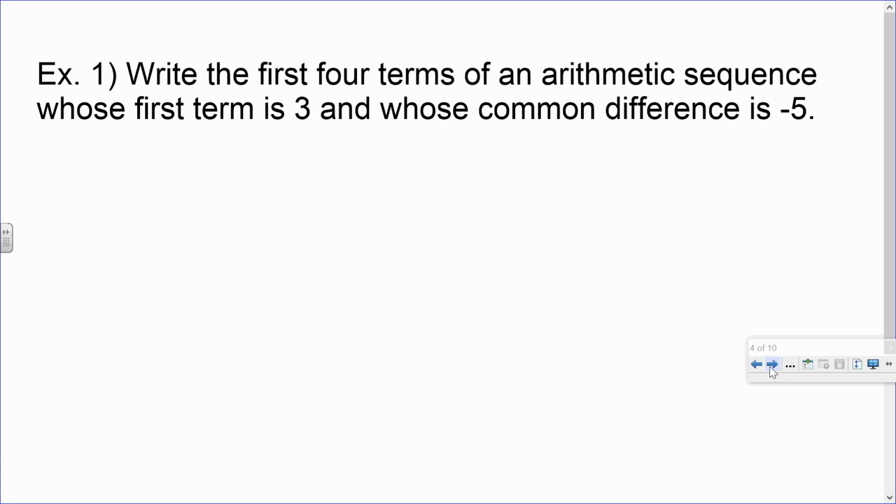Write the first 4 terms of an arithmetic sequence. The first, okay, that's one of the ones I have to write down. I have to write down the first 4, so the first one is 3. I need to write down 4. I know the common difference is -5. So Holly, what's my next term going to be? I'm going to add a -5, so I get -2. Mia, what's the next term? And everybody, what's the last term?